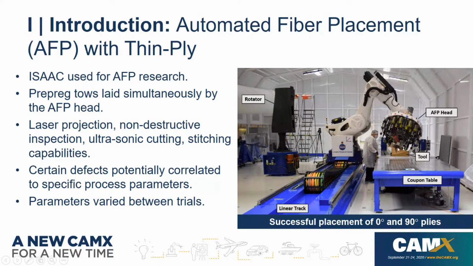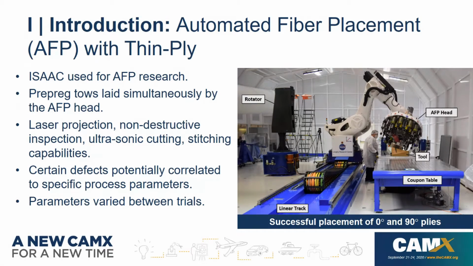This tool, you can see it in here. This is the complex shape. And what you can see is a coupon table in here. And from the other side, we have a rotator for more complex geometry. Basically, what we have in here is an additional degree of freedom: the robot has 6 degrees, by adding the rail, that's 7, and if you add the rotator, that becomes 8 degrees of freedom. Isaac is used for AFP research. And in automated fiber placement, prepreg tows are laid simultaneously by the AFP head.